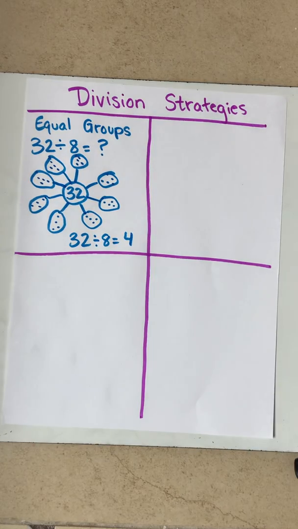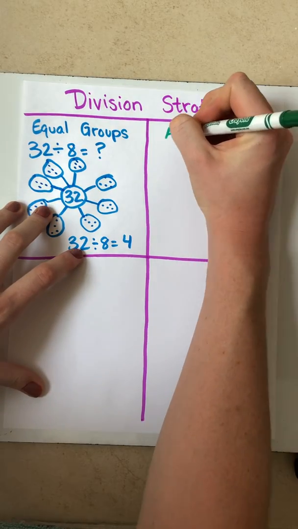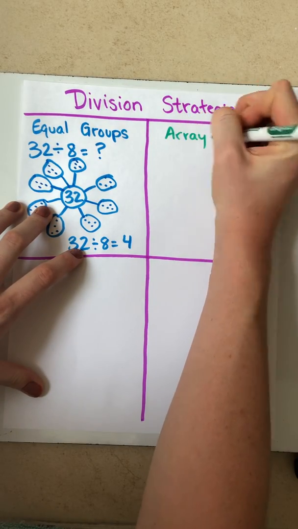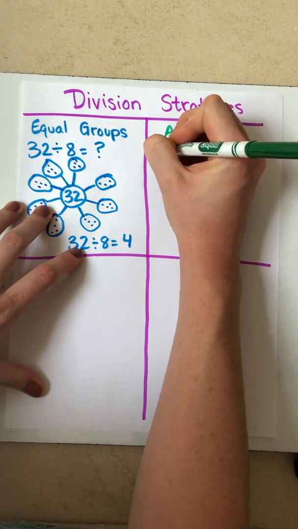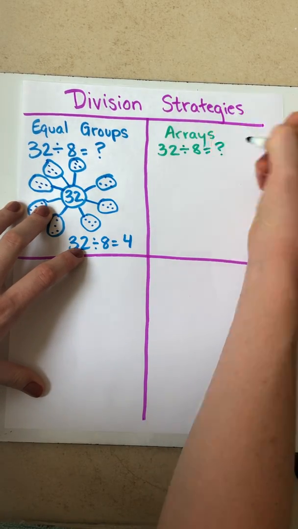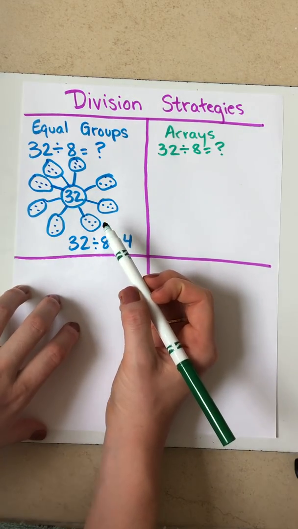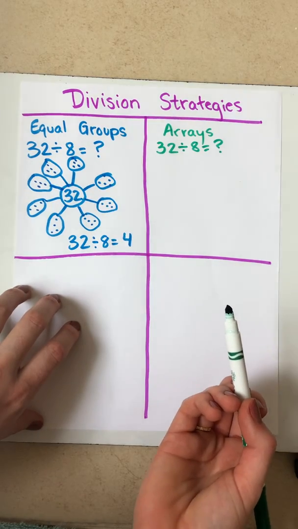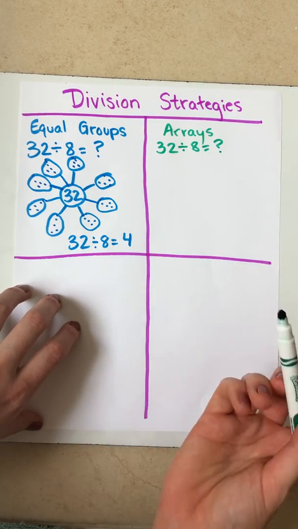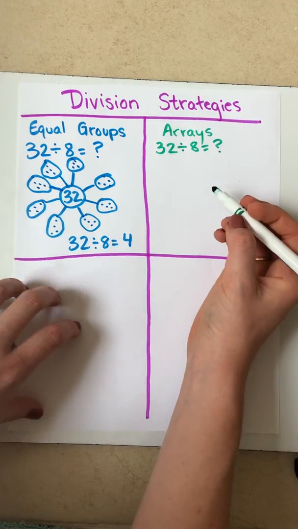Now the next strategy that we're going to be using is arrays, and this is a strategy that we're very familiar with from multiplication, but it also works really well for division. Arrays. So again, we'll do 32 divided by 8 equals question mark. We already know the answer from the previous strategy, but this is also a good way to check and make sure that your answer is correct. And if you get the same answer for both of the strategies, then most likely you're doing it right.